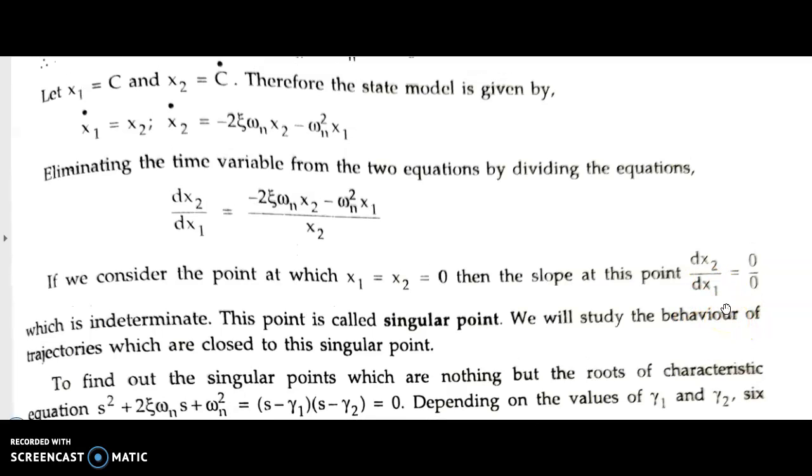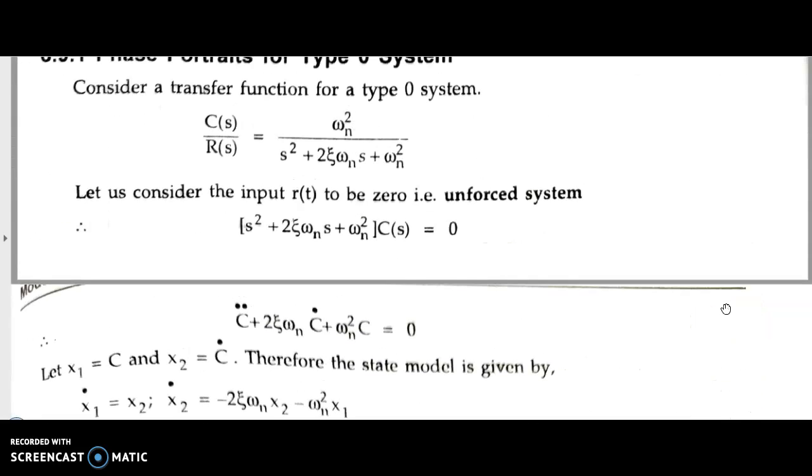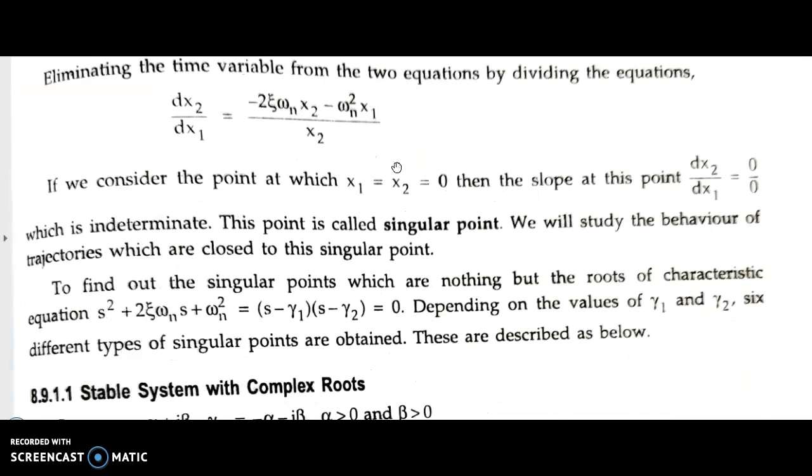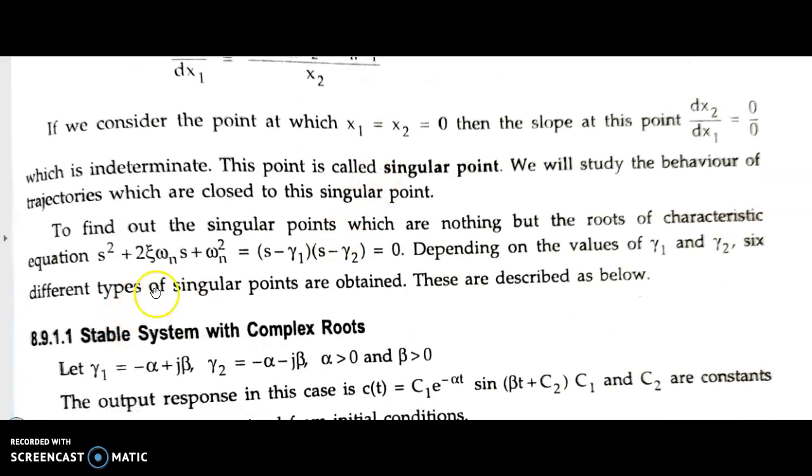Roots of the characteristic equation means what? The denominator term, because the input is 0, R(s) is the input, so this term is 0. The denominator term is the characteristic equation of this, which means we are going to find the roots of this equation. s squared plus 2 zeta omega n s plus omega n squared roots.